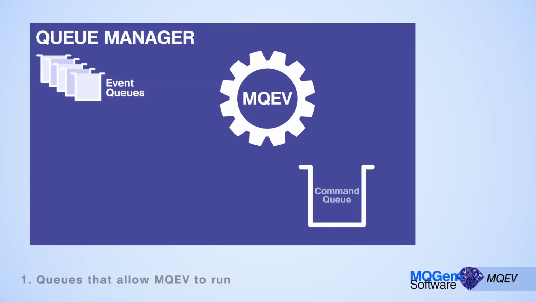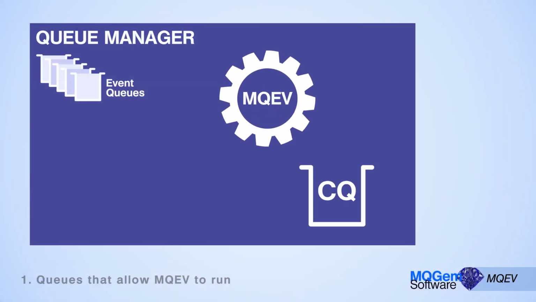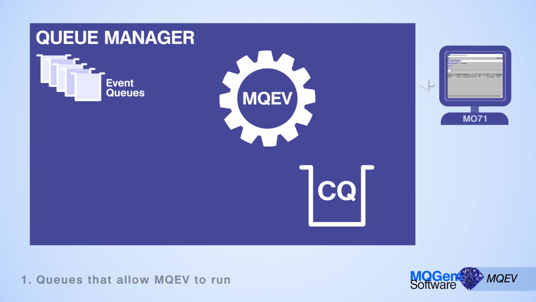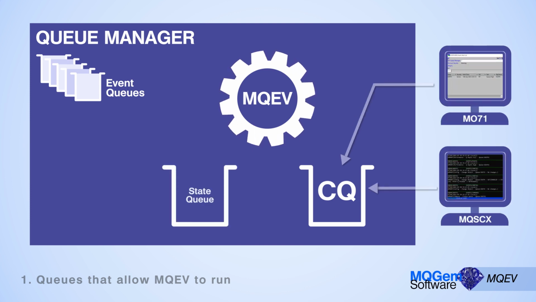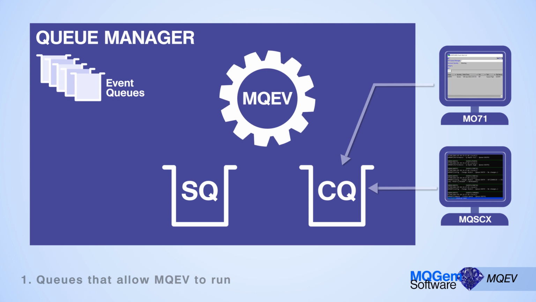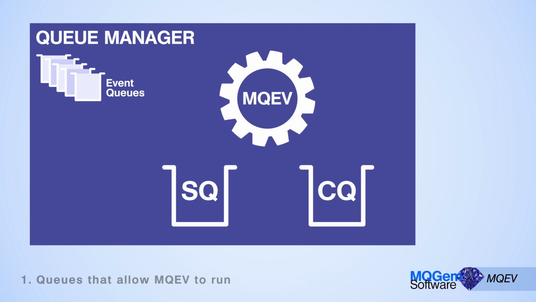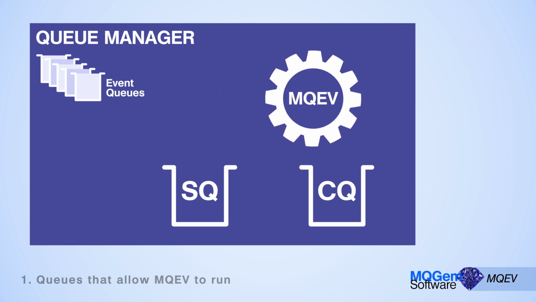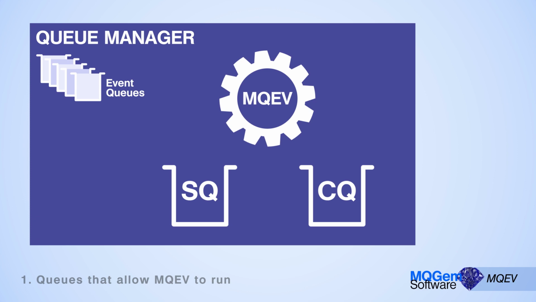MQEV uses a command queue to receive inquiries from tools such as MO71 and MQSCX, and a state queue where compressed event, accounting and statistics data is held once received from the IBM MQ event queues. MQEV can run using a client or local bindings connection. This provides several choices for the topology arrangement that you can use.